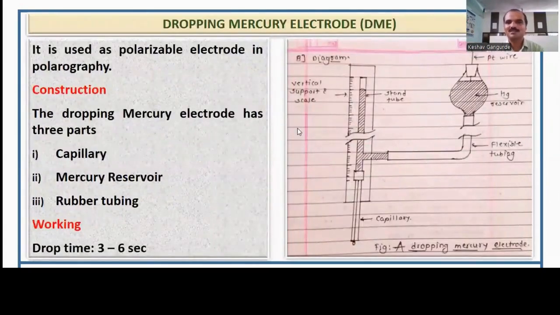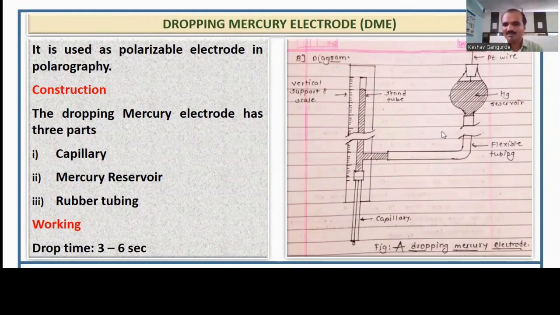Let's see the dropping mercury electrode used as an indicator electrode in polarographic analysis. It consists of three parts: capillary, mercury reservoir, and rubber tubing. The capillary through which mercury flows must have a uniform bore size. The mercury reservoir, which holds the mercury, also contains a sealed platinum wire through which the dropping mercury electrode is connected to the external circuit.